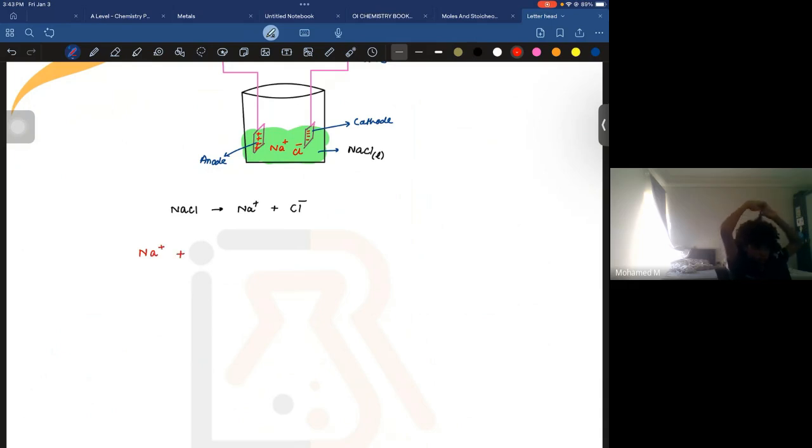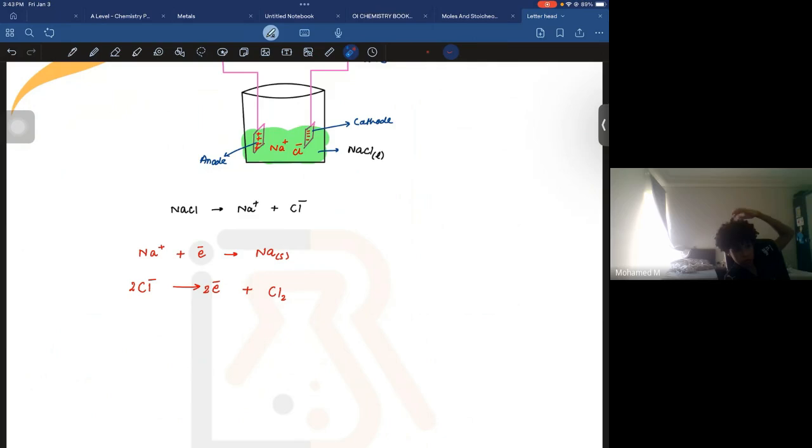So what would happen when Na plus goes towards the cathode? The cathode has a lot of electrons. It would gain 1 electron and form Na solid. Cl minus is going towards the anode. Anodes have a positive charge. Cl minus would give its electron to the anode and become neutral. You know that it's a diatomic gas, so I would be writing 2 and 2.